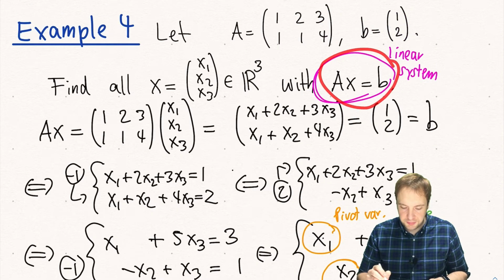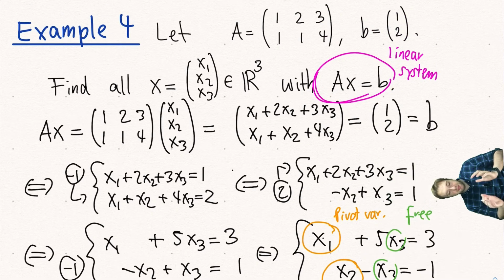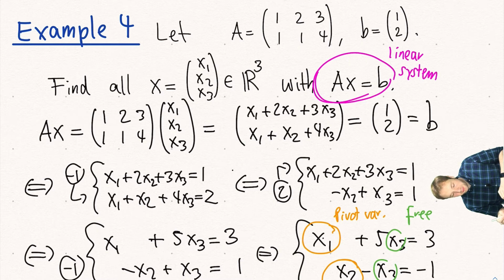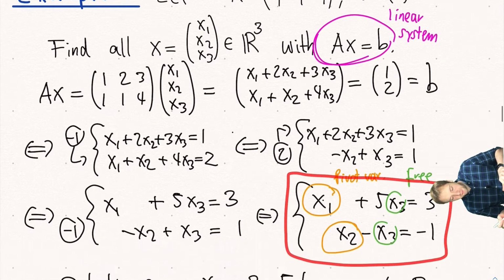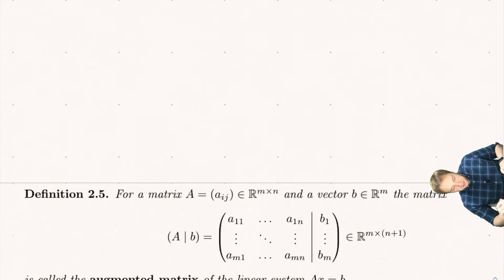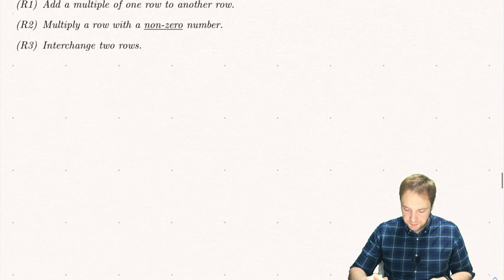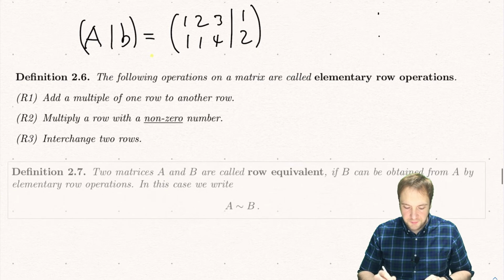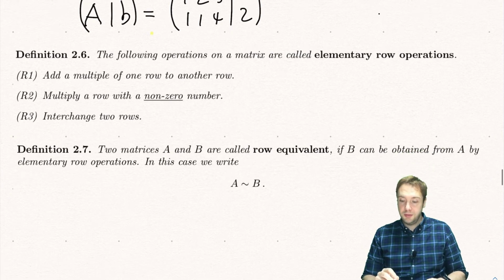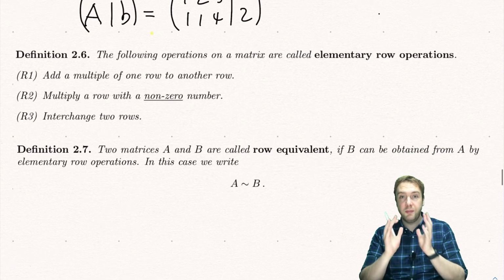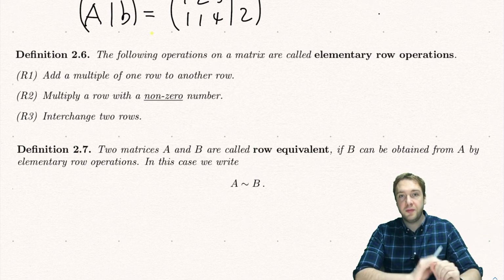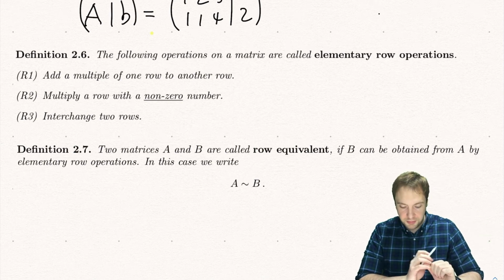So we start with a linear system, then we write down the augmented matrix, and then we want to apply these row operations to come to a certain point, which then corresponds to this form here. And for this, we first introduce another notation, which says that if I apply an elementary row operation to a matrix A, I get a new matrix, and we say that these two matrices are row equivalent.